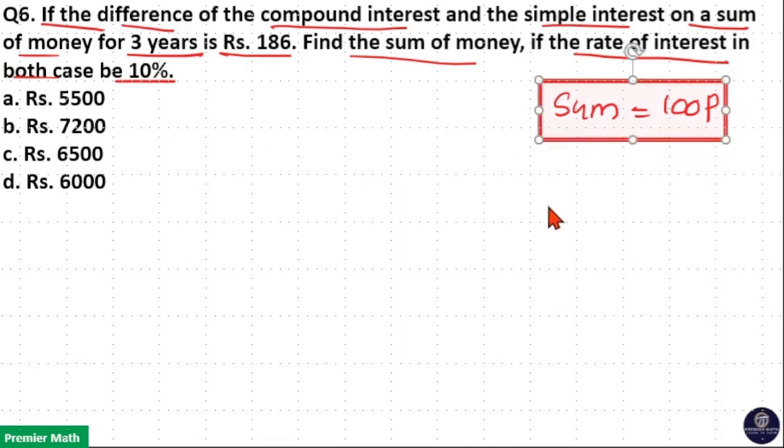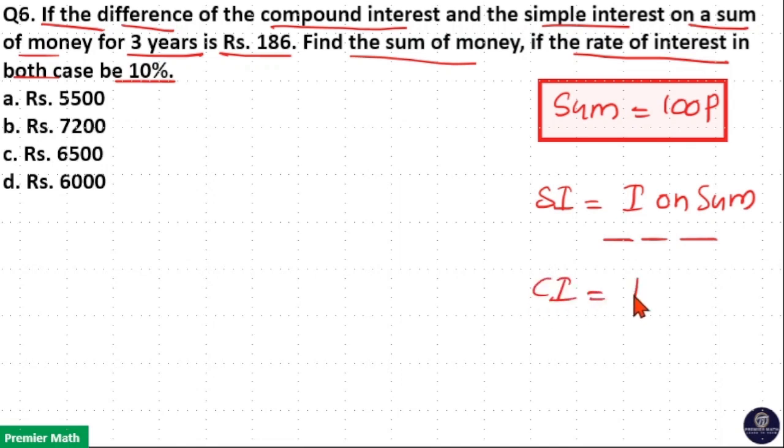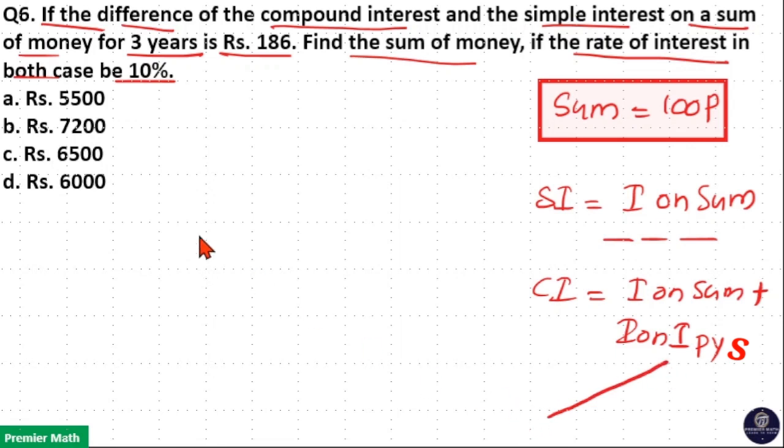Now, simple interest means interest on sum. That is, sum means money invested initially. So interest on money invested initially is the simple interest. This is the same for every year. Simple interest is the same for every year. Now, compound interest means interest on sum plus interest on interest received on previous years. So, this will vary every year. That means compound interest increases every year.